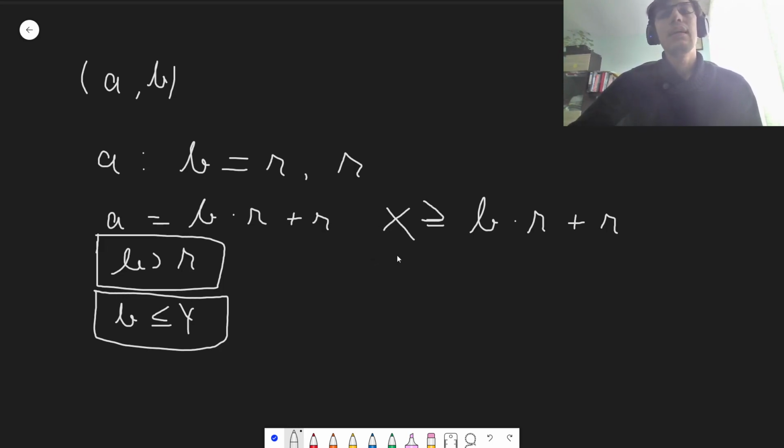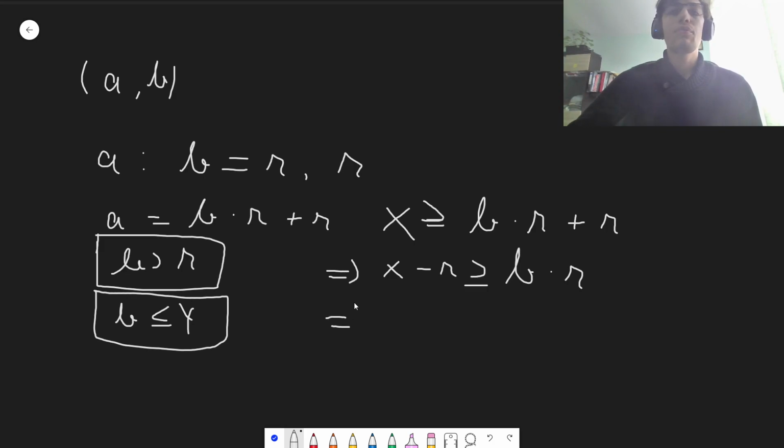Now, since we know this thing, we can literally write it as a simple equation by moving R to the left side and then moving this other R as well. So first things first, x minus R is going to be at least equal to b times R.